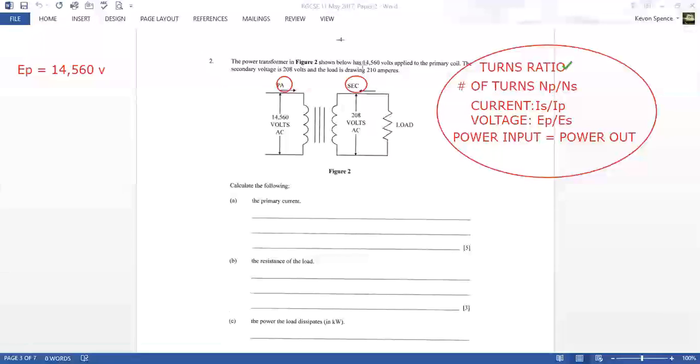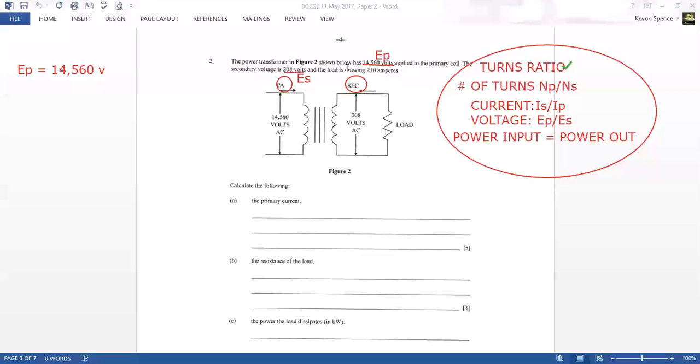You can go ahead and underline this key information. You can write on the top of it what it stands for. All right? And then you move on and it says the secondary voltage. So automatically, if they say that, this 208 volts is your secondary voltage. You know that is ES.